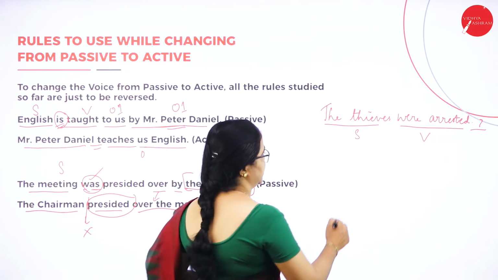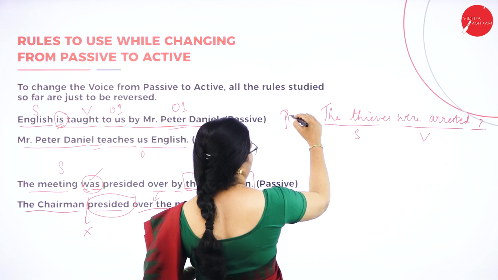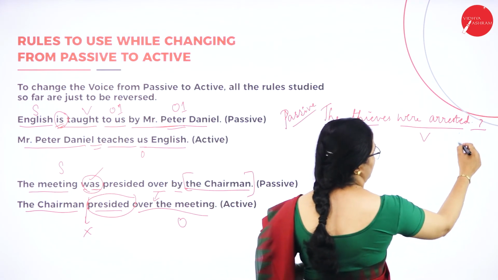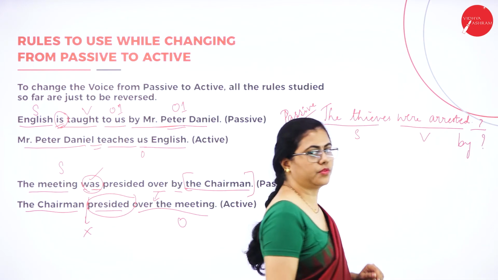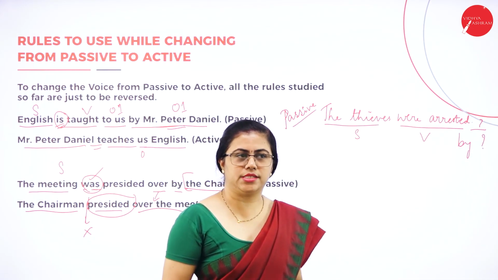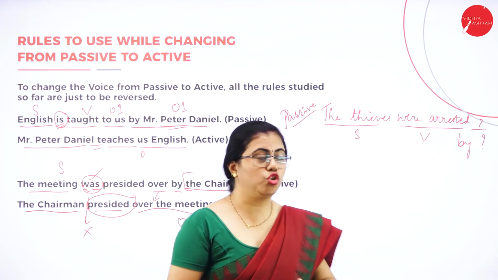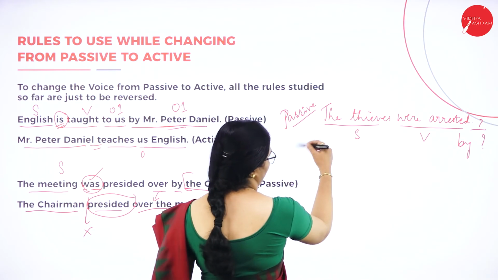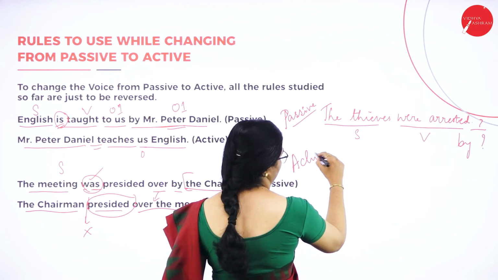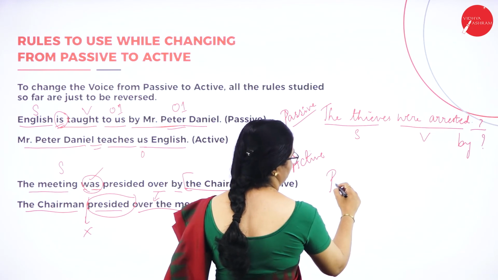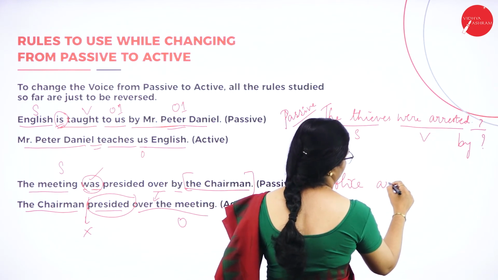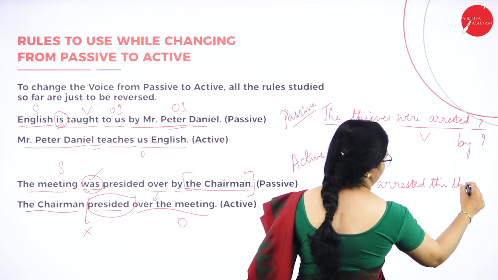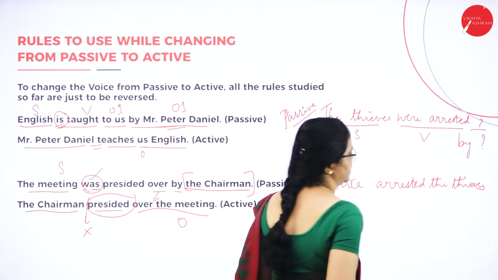Now this is said to be in passive voice. Thieves were arrested by whom? Obviously, only the police have to arrest. I cannot go and arrest a thief. So "police" is actually understood. So here, when you change it to active voice, you can just write it like that: "Police arrested the thieves."